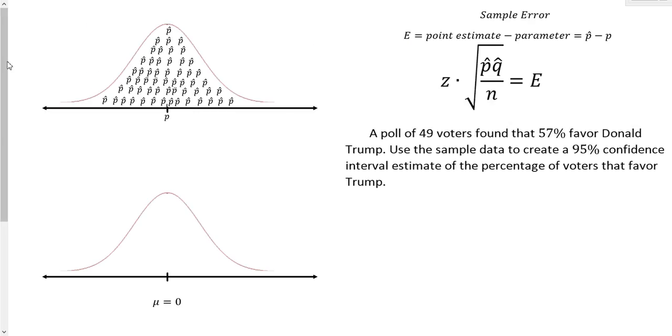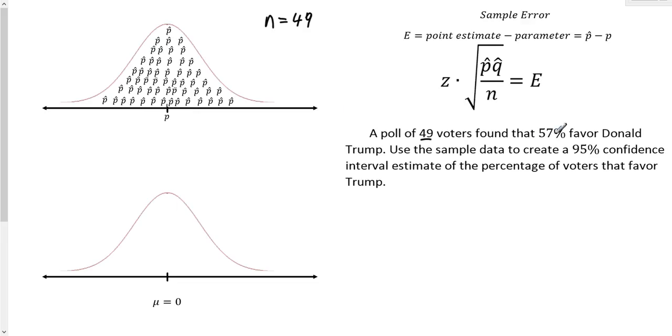So our problem. A poll of 49 voters found that 57% favored Donald Trump. Use the sample data to create a 95% confidence interval estimate of the percentage of voters that favor Trump. All right, so I see a few numbers there. One of them is n equal to 49. So basically, in my sampling distribution, all these samples are of size 49.